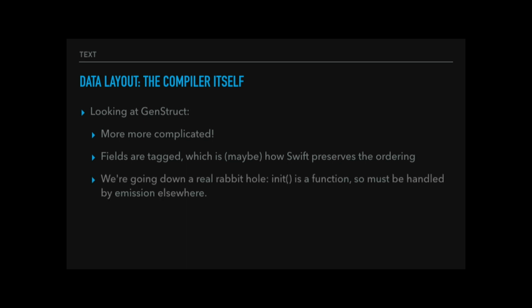And we're starting to go down a real rabbit hole here, though, because init is a function, so it has to be handled by function emission. The function emission code in the Swift compiler is, as you imagine, very huge because it handles every function, not just initializing. It handles zero size functions, inlineable functions, functions that could be inlineable, functions that have C calling conventions, Swift calling conventions, thick calling conventions, small, thin calling conventions, that have calling conventions, which is the next topic.